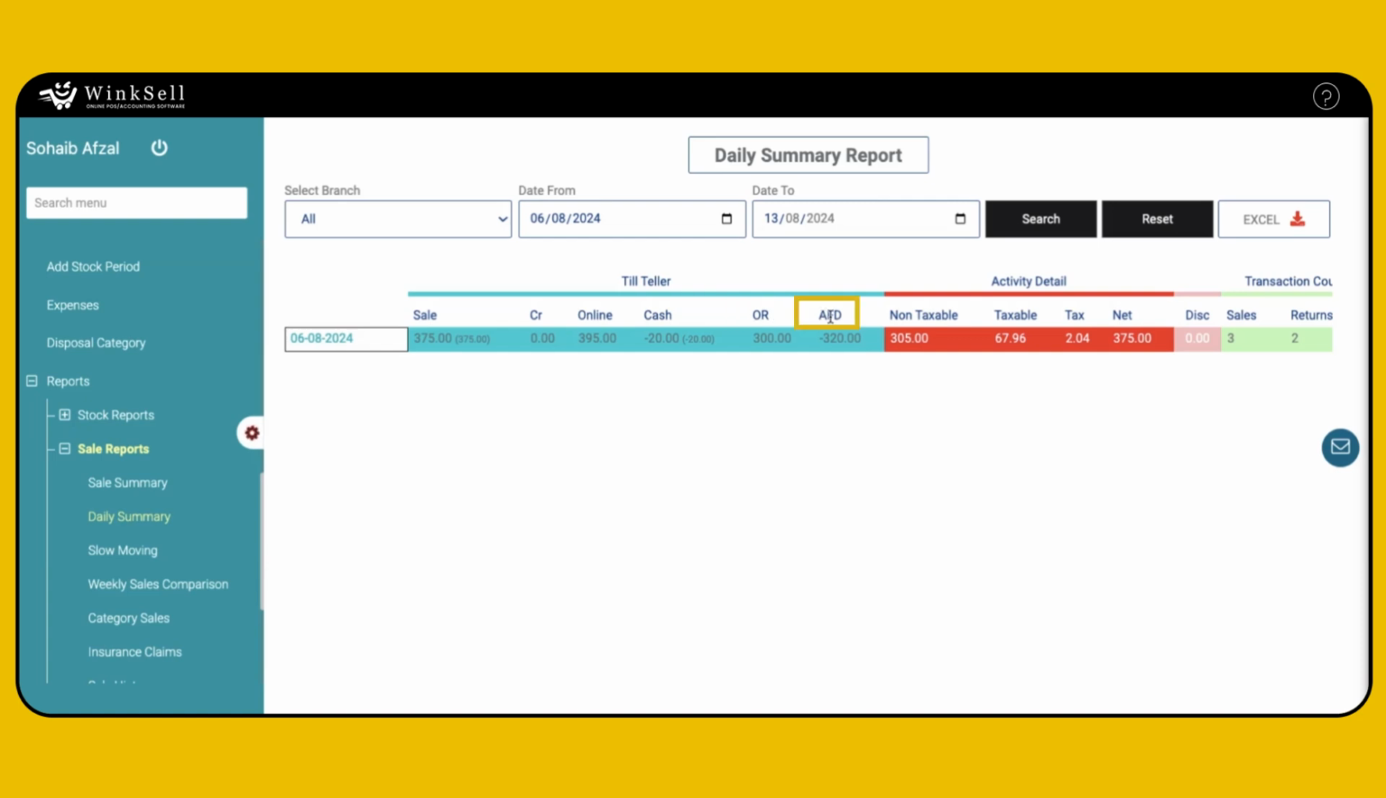AFD stands for Available for Deposit, which is the revenue you need to match with your store's cash drawer at the end of the day. Next are the net sales by excluding and including tax. The discount column indicates the discount customers got.